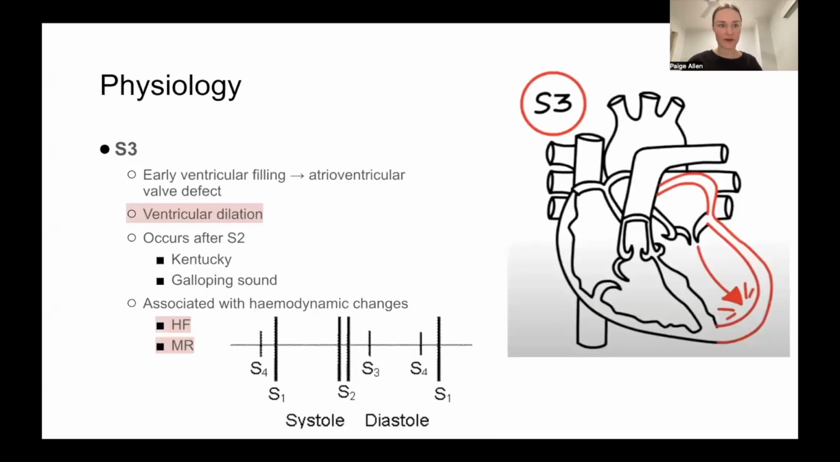I think what I will spend a bit more time on is understanding the whole concept of what an S3 sound is, because if you can remember why it happens, it helps to remember what conditions you might hear it in. So generally S3 is coming from when you get blood flow coming into the left ventricle that actually hits the wall of the left ventricle in early filling. So that's something that you might see in ventricular dilation, because you have a larger part of that ventricle for the blood to come in and essentially hit to make that sound. So it always occurs after S2, and it'll sound classically like the Kentucky, Kentucky, Kentucky. Sometimes it's called a galloping sound. So if you think about what conditions can cause a dilated left ventricle, it's usually heart failure and then mitral regurg.